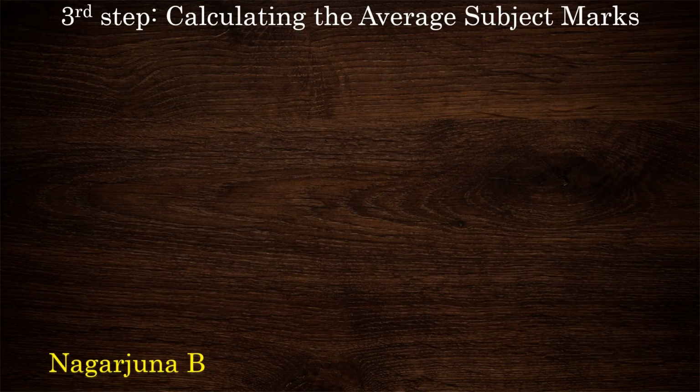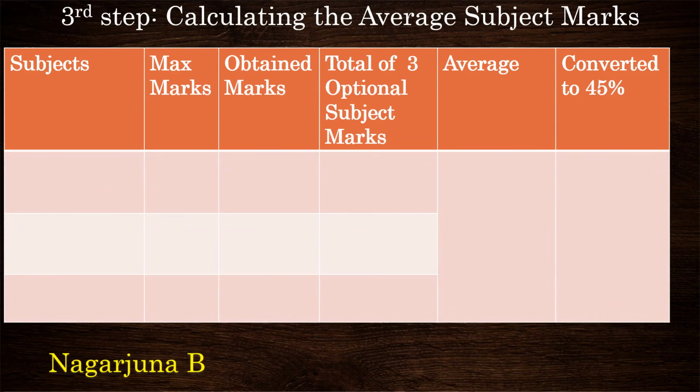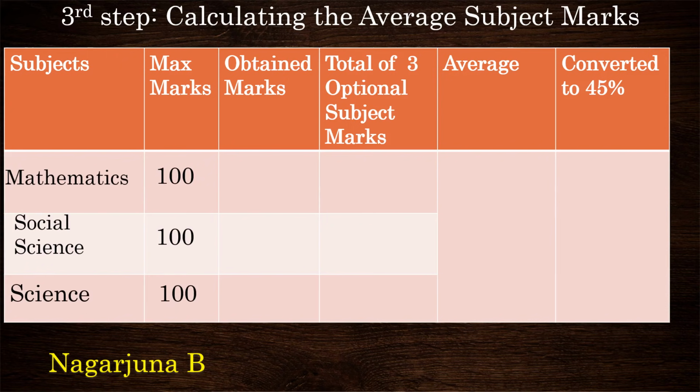The third step is calculating the average subject marks. Draw a table consisting of subjects, maximum marks, obtained marks, total of three optional subject marks, average converted to 45%. So subjects and maximum marks are mathematics, social science, science 100, 100, 100 respectively. Obtained marks as 95, 85 and 90 for mathematics, social science, science subjects respectively. So these I am considering as an example. Similarly, you need to take the marks which you have obtained in your 10th standard.